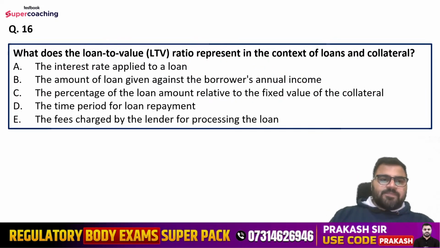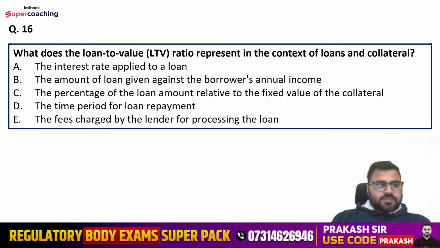क्वेश्चन नंबर 16 इज व्हाट डज द लोन टू वैल्यू रेशियो रिप्रेजेंट्स इन द कॉन्टेक्स्ट ऑफ लोन्स एंड कोलेटरल। सो ऑप्शंस आर द इंटरेस्ट रेट अप्लाई टू अ लोन, option number B, the amount of loan given against the borrower's annual income. Option number C, the percentage of the loan amount relative to the fixed value of the collateral, the time period for loan repayment, or the fees charged by the lender for processing the loan. What is the correct explanation of question number 16th?